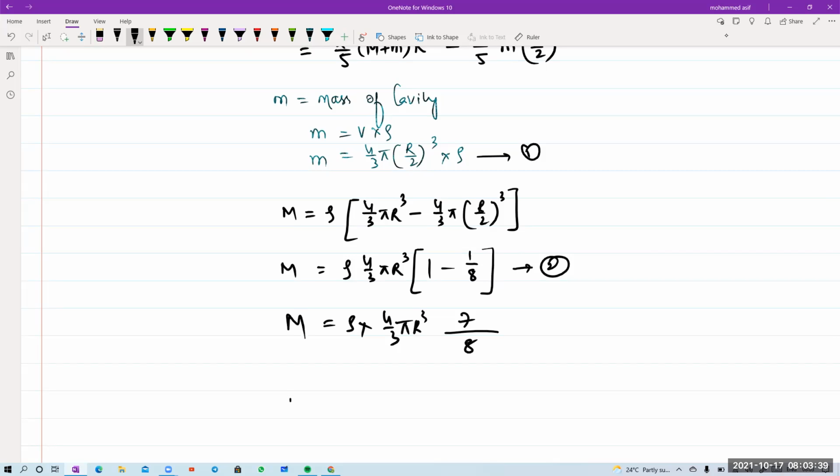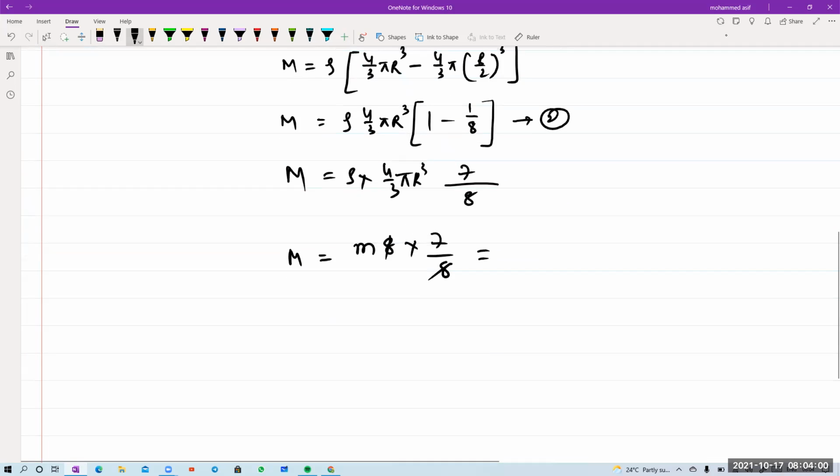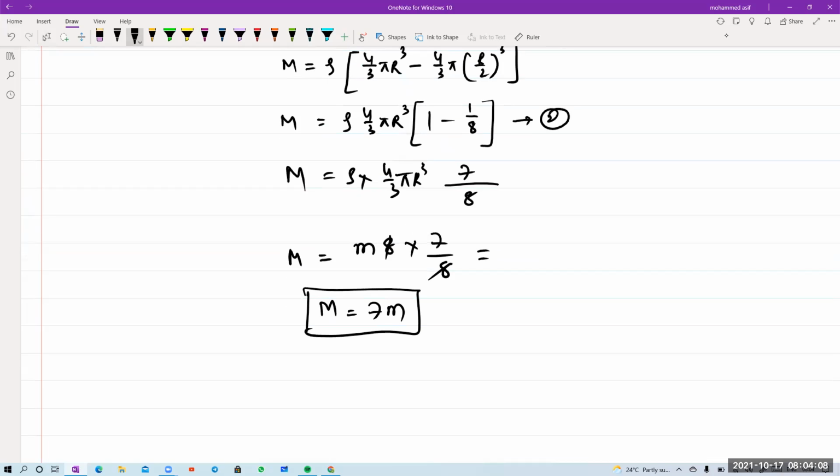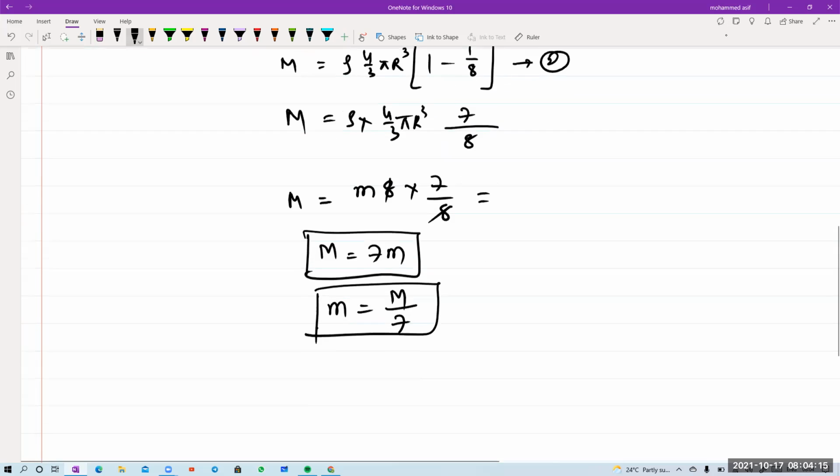This is capital M. So capital M is equal to, from the above relation, I can write 4 by 3 pi into capital R cube into rho as of your small m into your 8 into your 7 by 8. 8 gets cancelled. Now capital M is equal to 7 times of your small m. Okay, that means small m is equal to capital M divided by 7. Small m is equal to capital M by your 7.